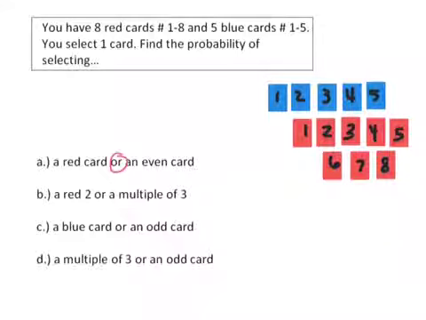So the probability of getting a red card, there are 8 red cards out of how many total cards? 13.